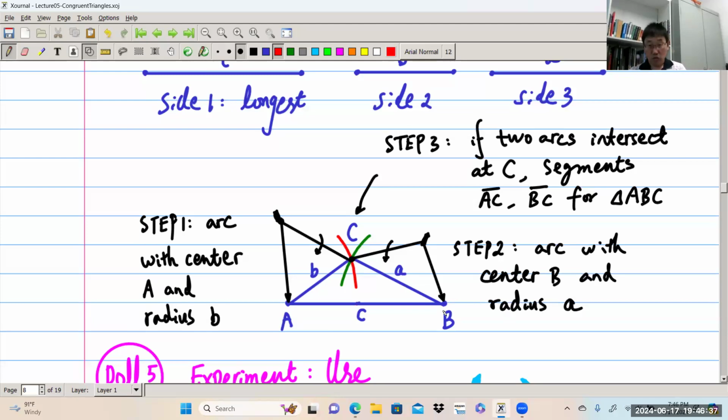Then I use length A as the radius, but this time my fixed point is B. I draw another arc, the green arc, such that these 2 arcs intersect. Then you can get a triangle with these 3 lengths A, B, C. This length is B by the compass, this length is A, and this is the given C.